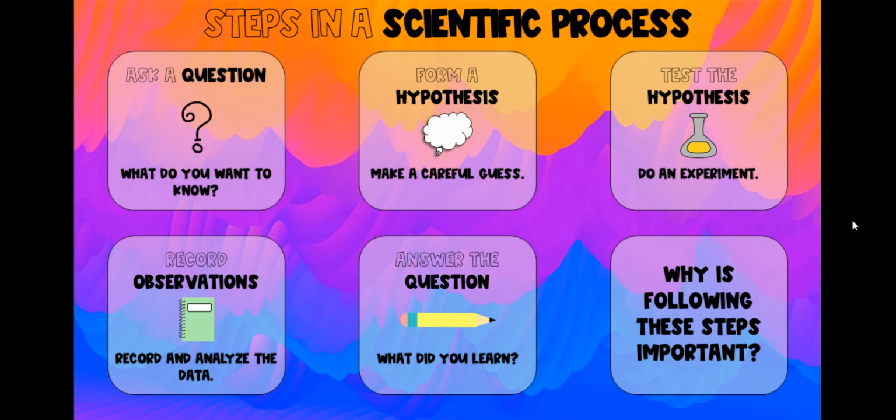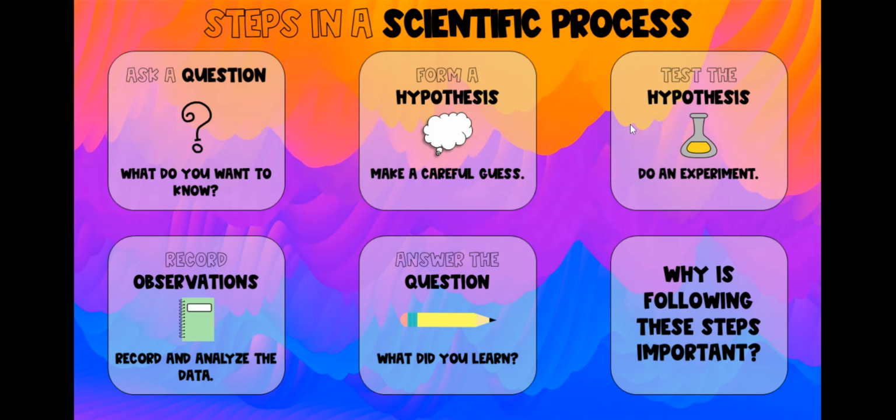Here's our anchor chart: steps in a scientific process. So an example would be to use the scientific method, which we learned at the beginning of the year. The first step is to ask a question. What do you want to know? The second step, form a hypothesis, make a careful guess.